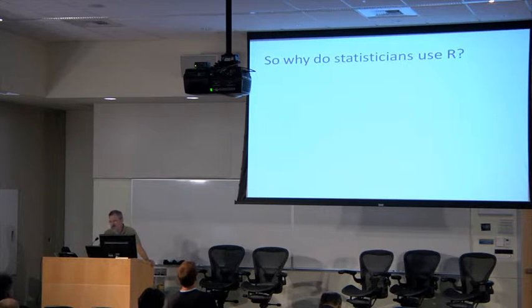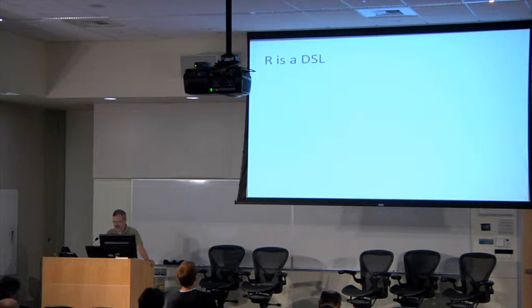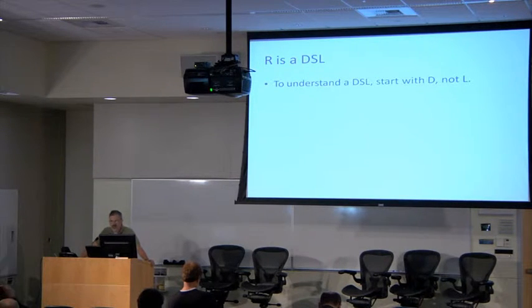And here's a partial answer from someone from Google. The best thing about R is that it was written by statisticians. The worst thing about R is also that it was written by statisticians. The people who've developed R understand what statisticians want, and they don't want what computer scientists think they want. So R is really a domain-specific language, and I think the key to understanding a DSL is that you have to start with the D, not the L.